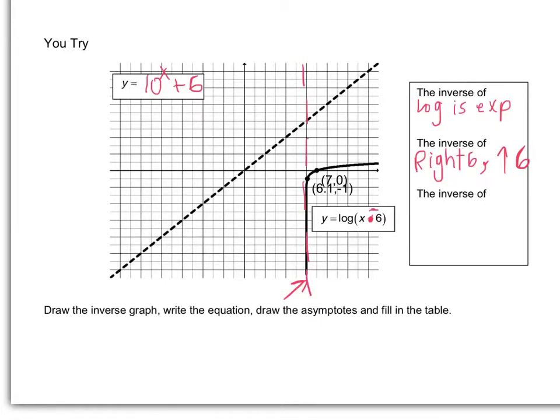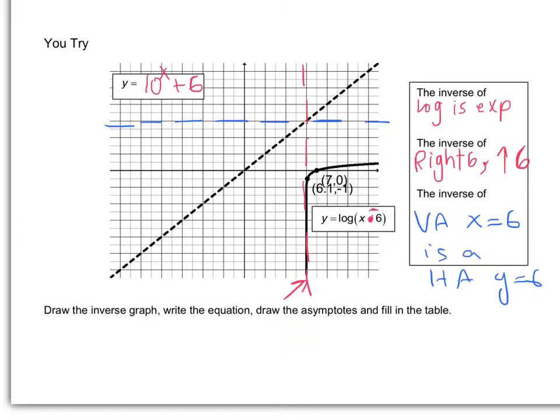And as you can see, I have a vertical asymptote at 6. So the inverse of a vertical asymptote, which is x equals 6, is a horizontal asymptote at y equals 6. So let's try that. So I'm going to have a horizontal asymptote over here. So keep that in mind.